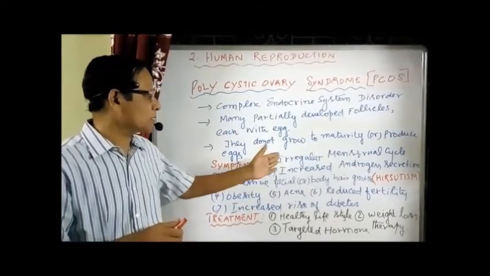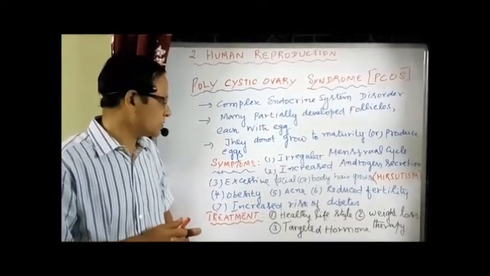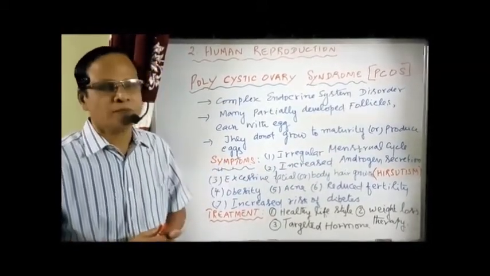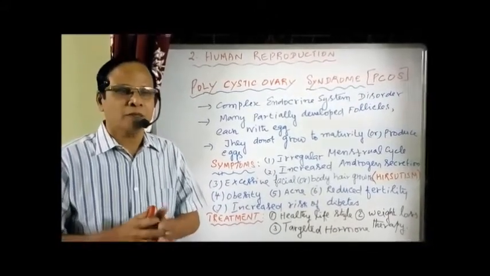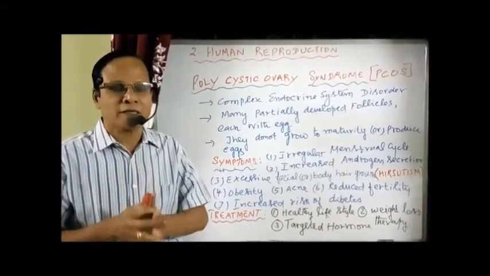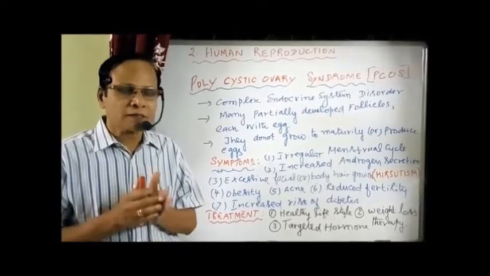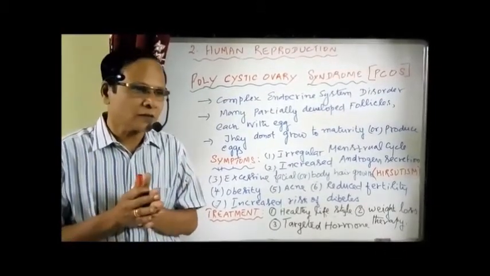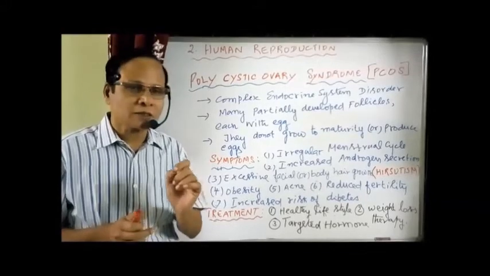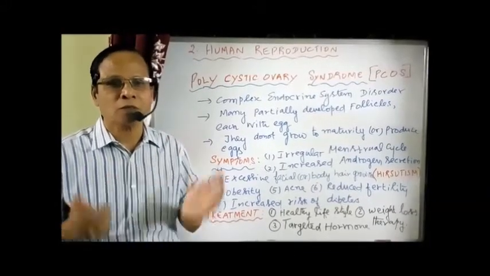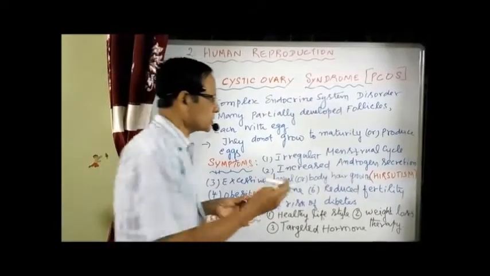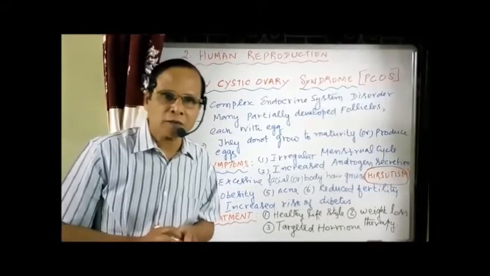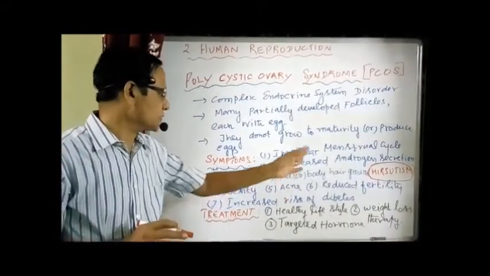So the symptoms are, one, irregular menstrual cycle. As I mentioned earlier, increased secretion of androgen, a male sex hormone. As a result, females develop certain masculine characters, for example excessive hair on the body surface or on the face. That condition of excessive hair growth on the face or body surface in females is called hirsutism.